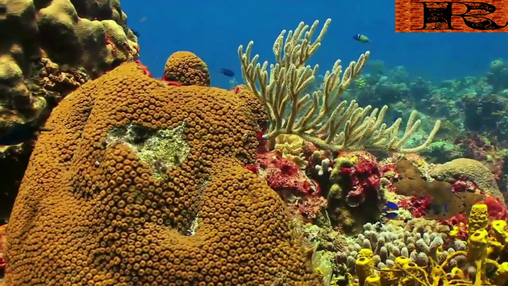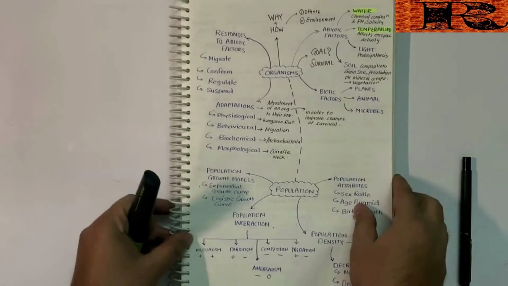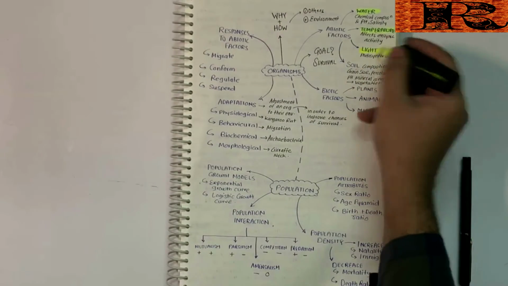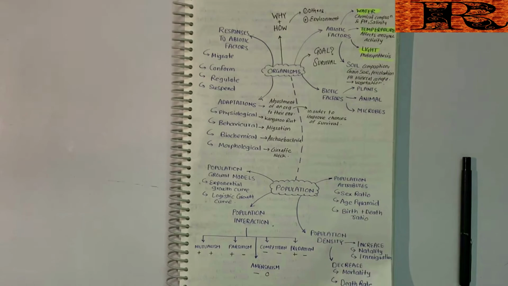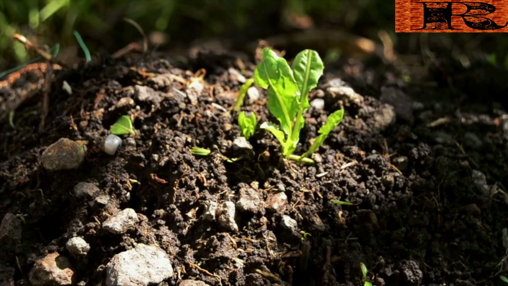Now let us move to the next important abiotic factor, that is light. Since plants produce food through photosynthesis, a process which is only possible when sunlight is available as a source of energy, we can quickly understand the importance of light for living organisms, particularly autotrophs.